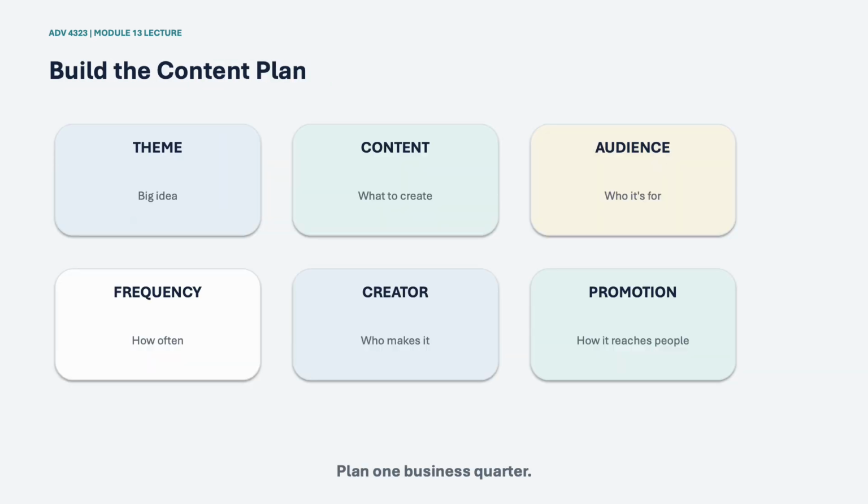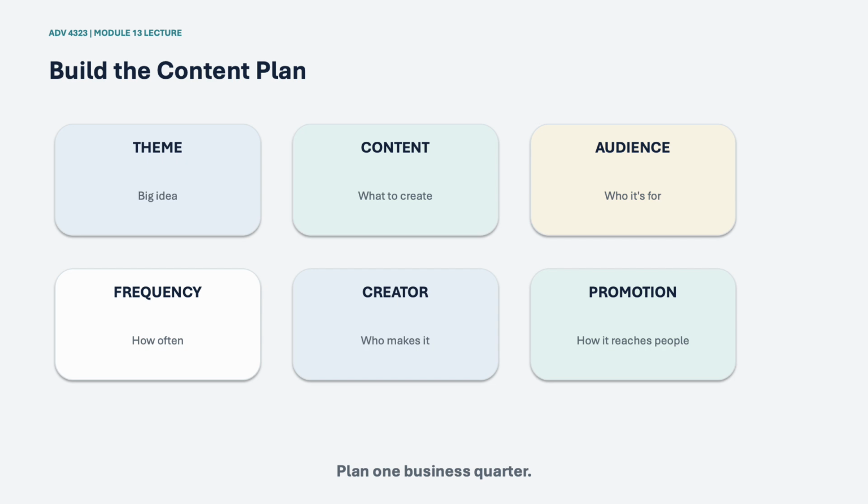Next, you'll move into your content plan. You haven't worked on this throughout the semester. This is new. For the final project, you're developing a plan for one business quarter. Think about the central theme or campaign idea, the types of content you'll create, who that content is designed to reach, how frequently you'll publish, who will create the content, and how you'll promote it. All of these decisions should connect back to the strategy you've already developed.